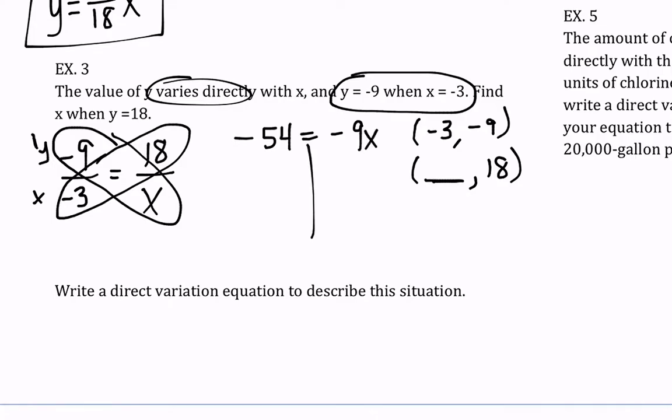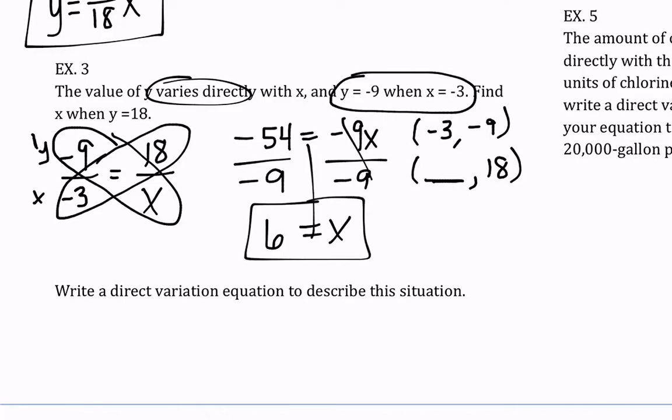So then we have to solve. So to get x by itself, I get rid of that -9. It's touching, which means multiply. The opposite of multiply is to divide. -54 divided by a -9 is a +6. So we know that when y was 18, our x was 6.